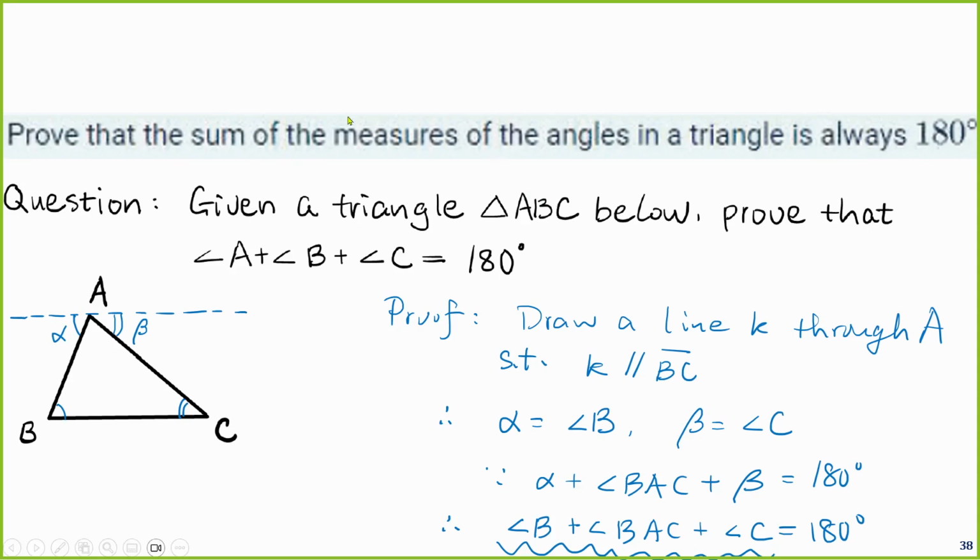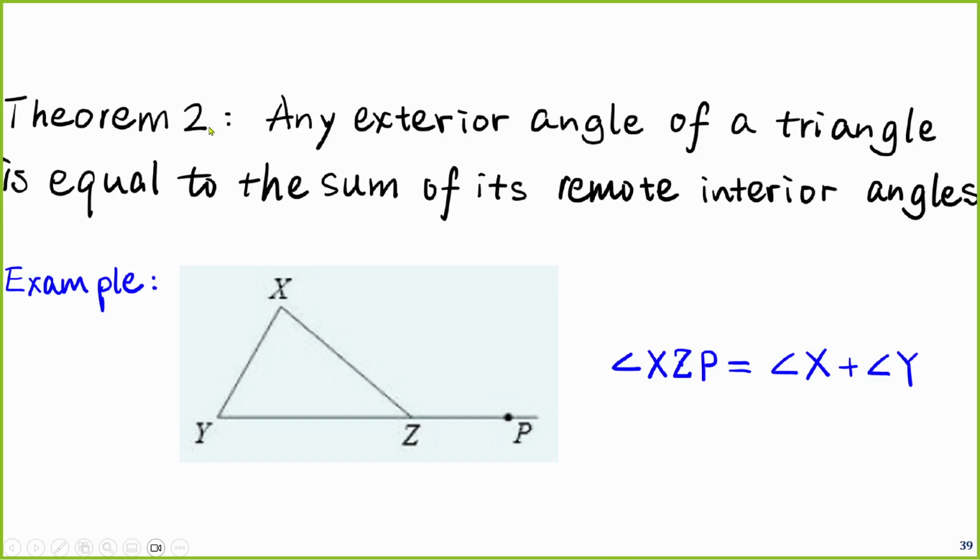Okay, next. Again, so far we have learned 5 axioms and probably 10 or 11 theorems, right? So use what we have learned so far. Can you prove the second theorem here? Any exterior angle of a triangle is equal to the sum of its remote interior angles. For example, if you have a setup like this, can you prove angle XZP equals angle X plus angle Y?